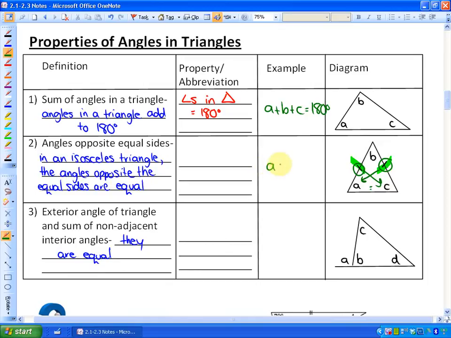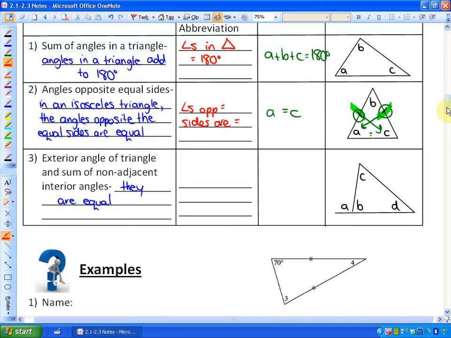Okay, so in an isosceles triangle, the angles that are opposite the equal sides are equal to each other. So from the example, A is equal to angle C, and the abbreviation for this is just this. Angles opposite equal sides are equal, and you will see an example of that in a little bit.